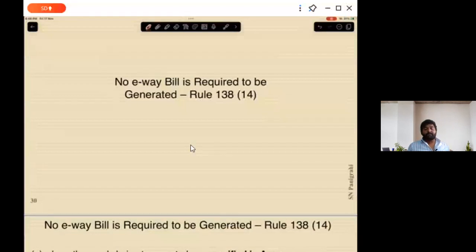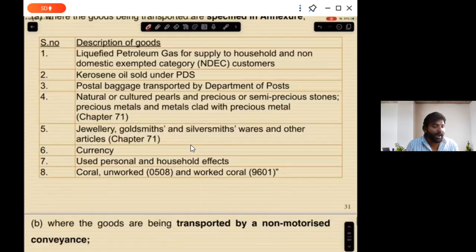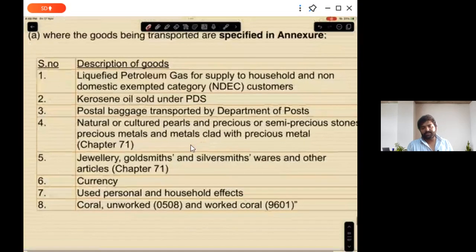Why is e-way bill not required, and when? There are few cases where e-way bill is not required to be generated. We have discussed few, like there is no e-way bill required if the distance between your place of business and the transport is 50 kilometer. Second, no e-way bill is required if the consignment value is less than 50,000. But there are few exceptions as well where there is no e-way bill required, and these are the list of the exceptions.